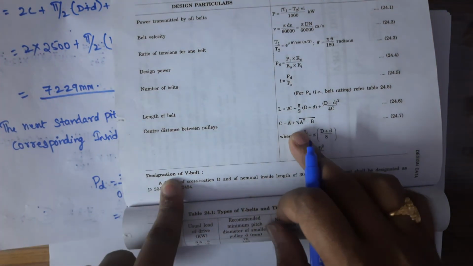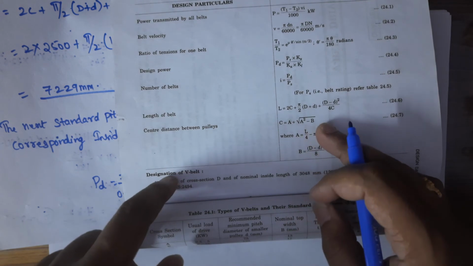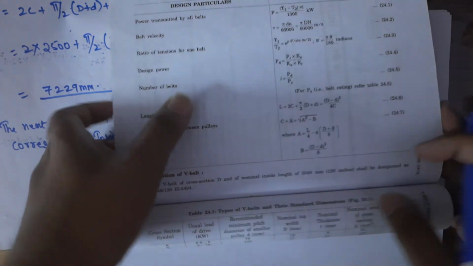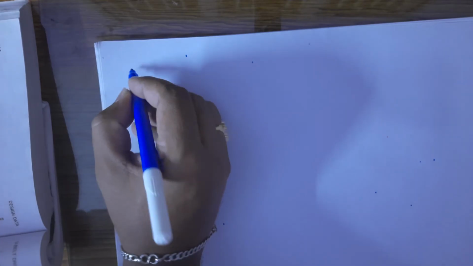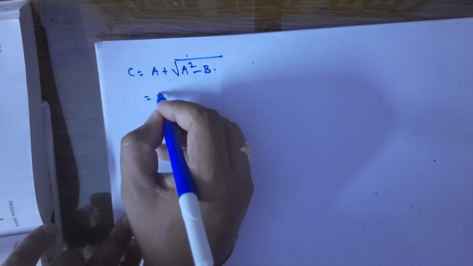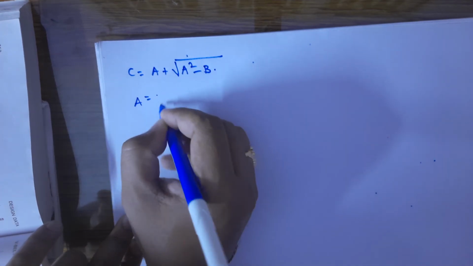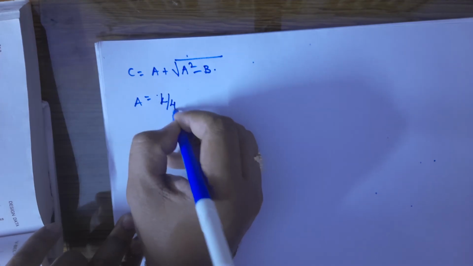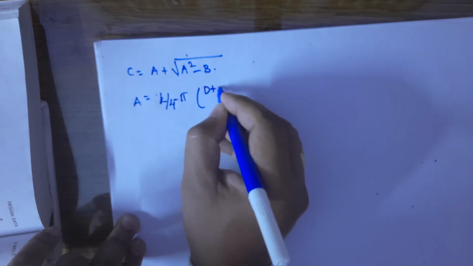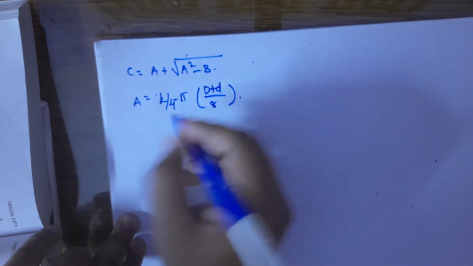In order to calculate the center distance, C is equal to A plus root over A square minus B. So A value and B value can be found out by these two formulas. Okay, C is equal to A plus root over A square minus B. A is equal to L by 4 minus pi D plus d by 8.